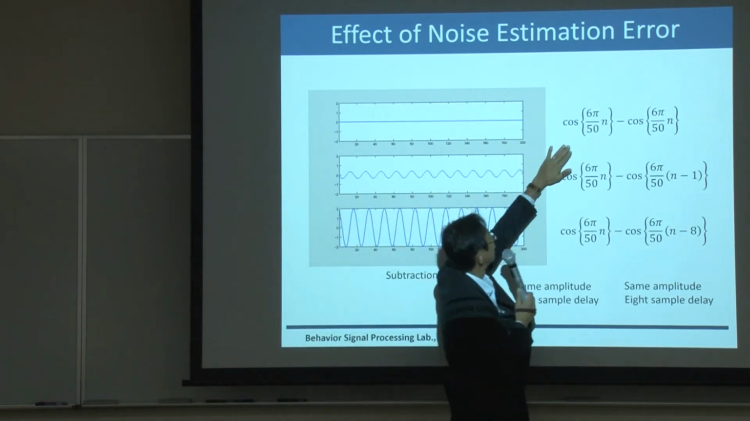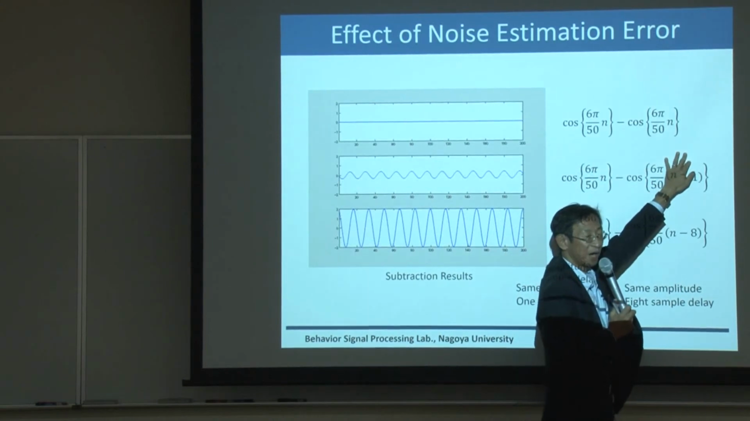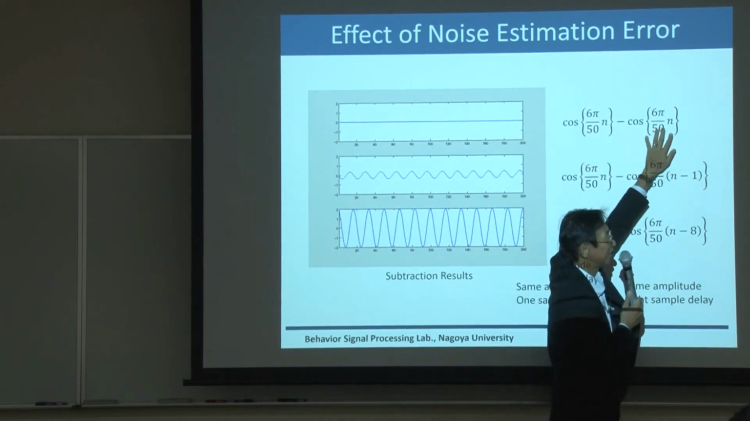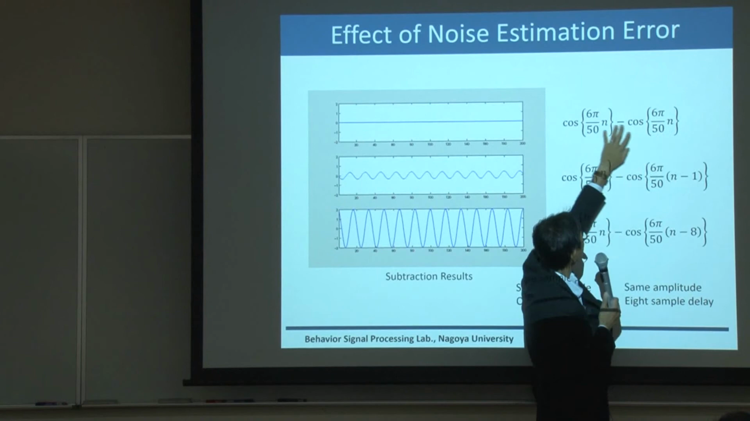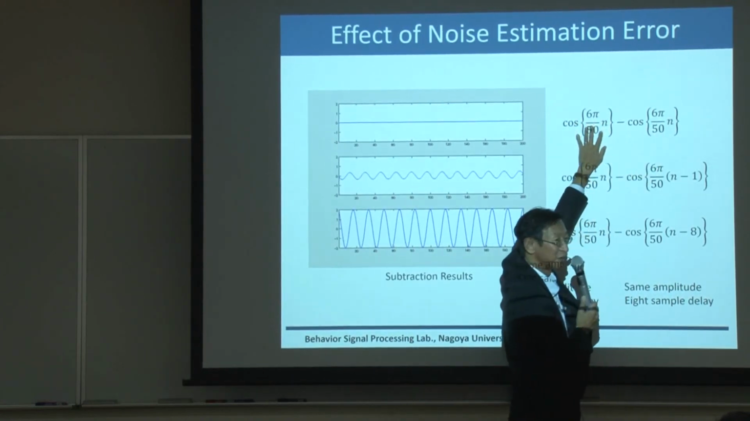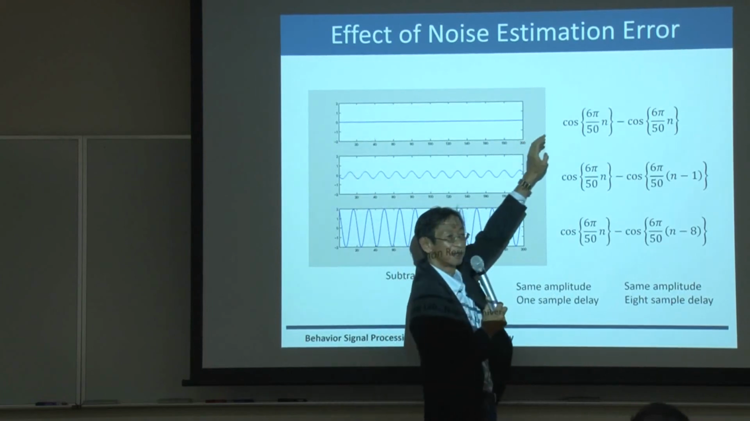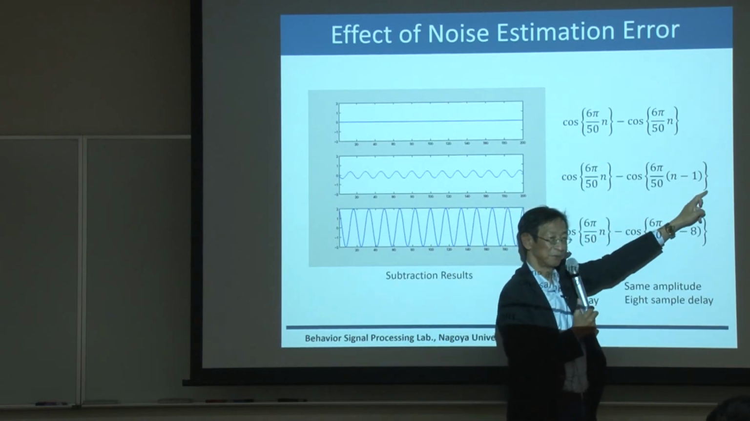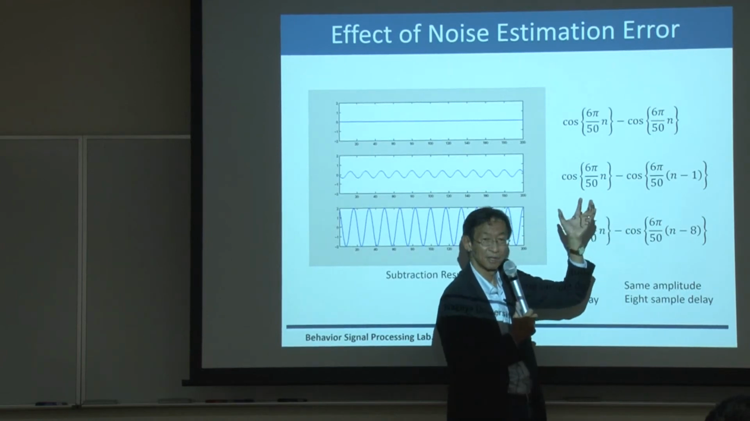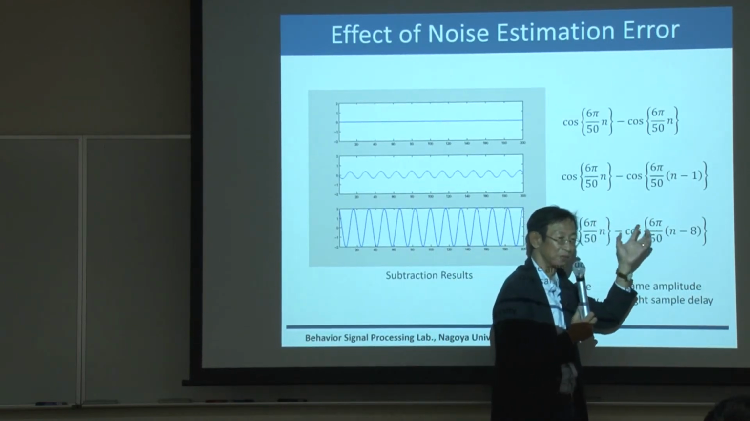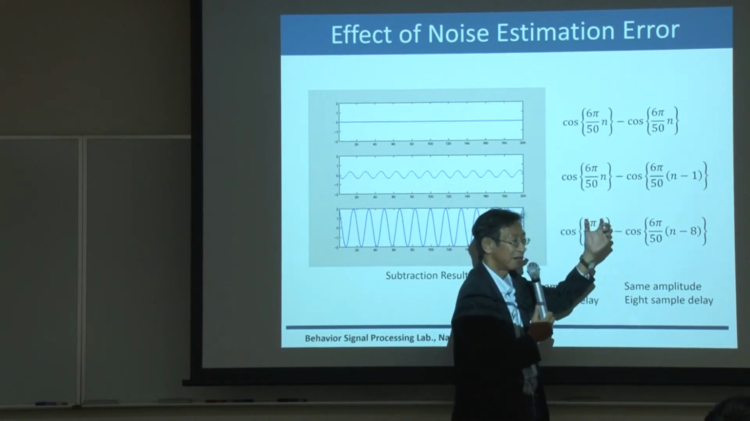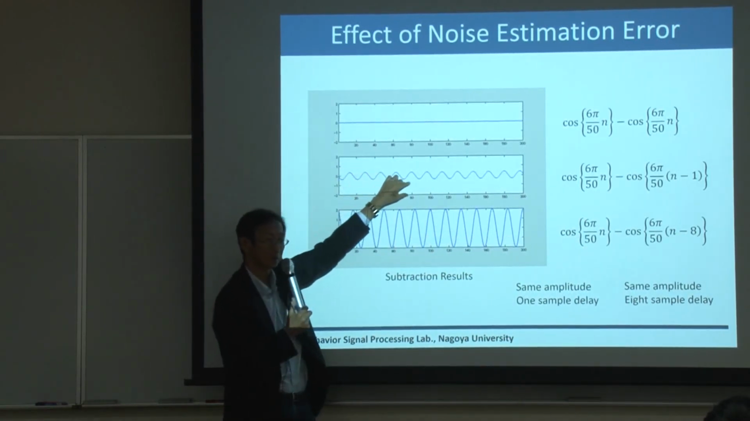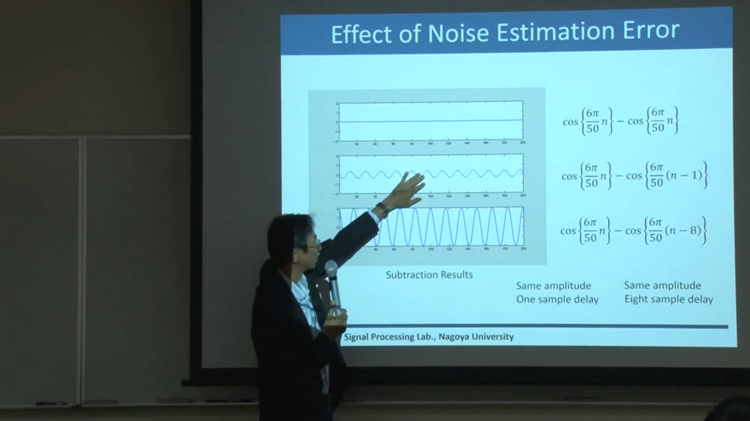This is the happiest case you have. The noise is exactly represented by this equation. Then subtracting this value from this will give you a complete zero. Congratulations. But suppose you miss by one sample delay. You know, the location of the sinusoidal component is shifted from the real noise by one sample, only one sample, and that gives you this other noise. So this doesn't help you much.